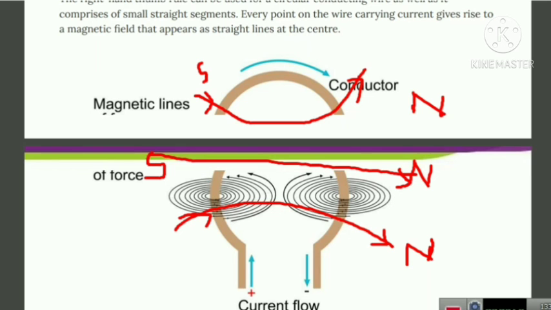Means from this part of the loop, it will be the anti-clockwise direction, but at this part, the second arm, it is looking like the clockwise direction. This is the pattern for the magnetic field lines due to a current through a circular loop.